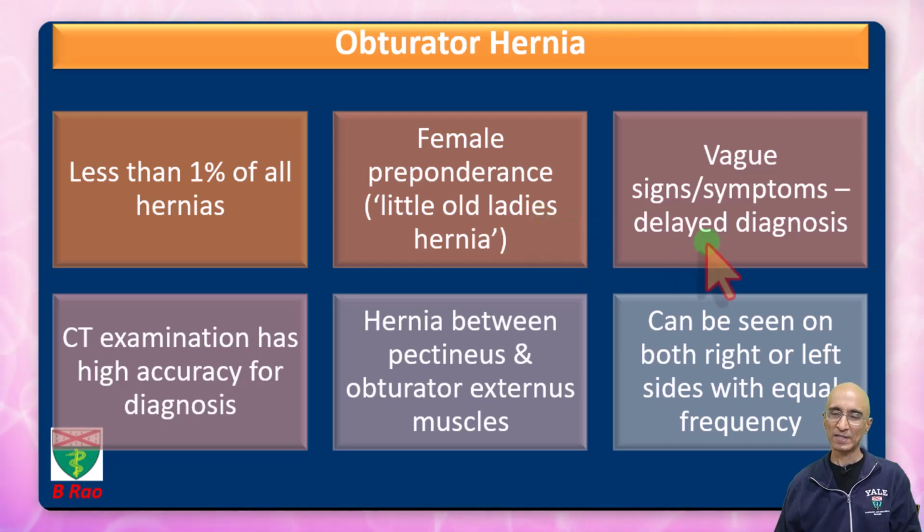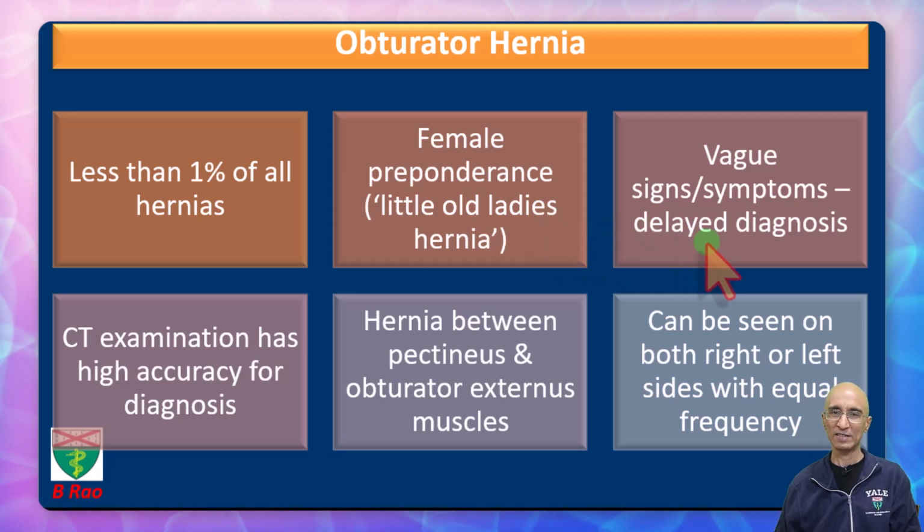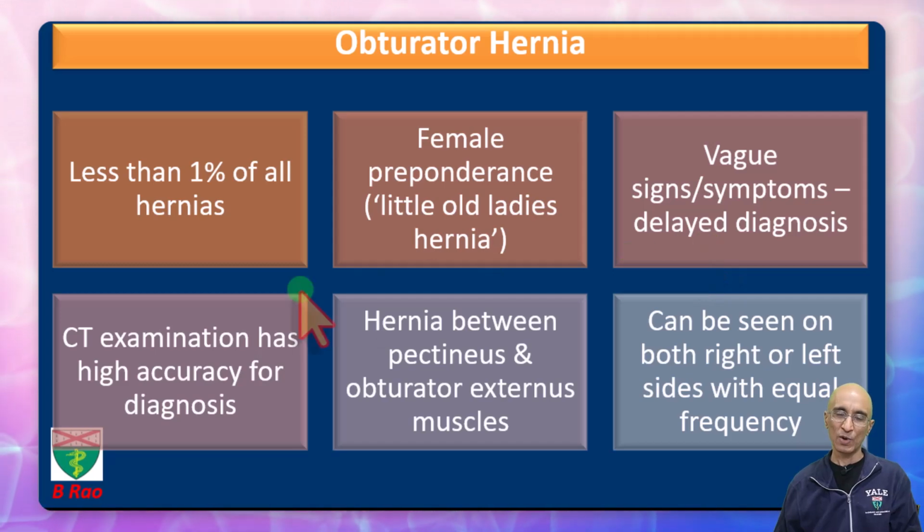In terms of clinical presentation, the symptoms are vague, which leads to delayed diagnosis and complications. As we all know, currently any patient who presents to the emergency department without an obvious clinical diagnosis undergoes CT examination, and CT has a very high accuracy rate in diagnosing obturator hernia. As we saw in our patient, the hernia classically is between the pectineus and obturator externus muscle.